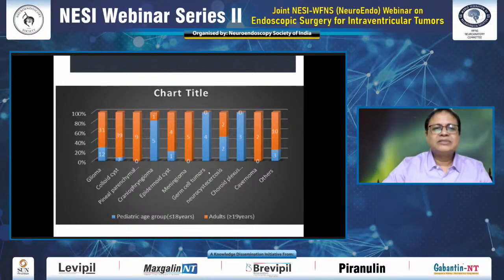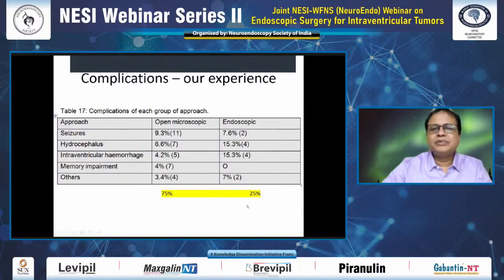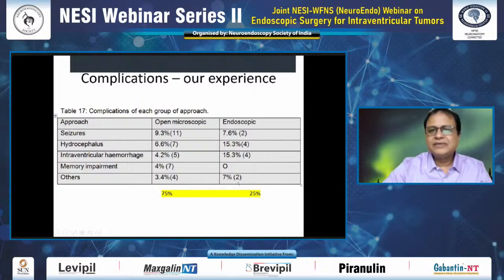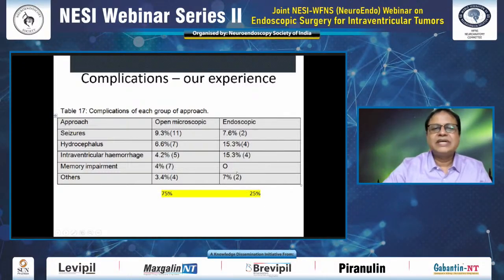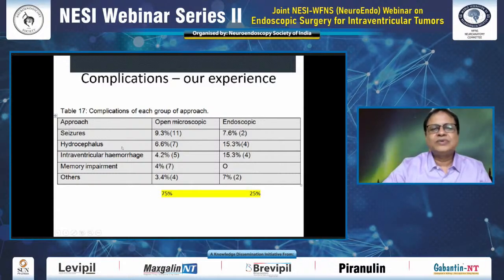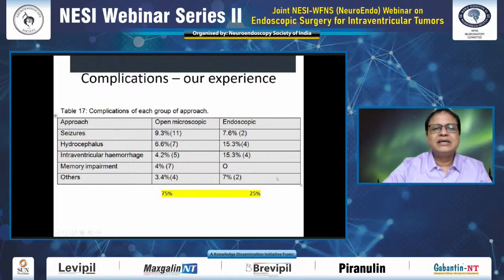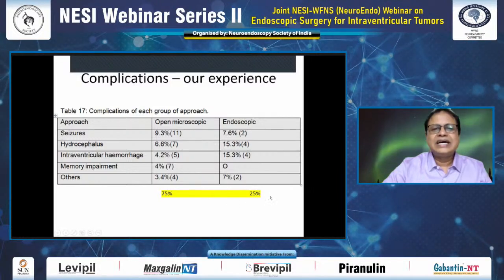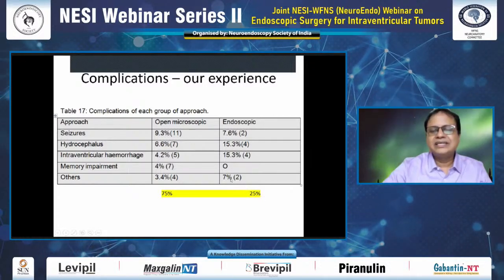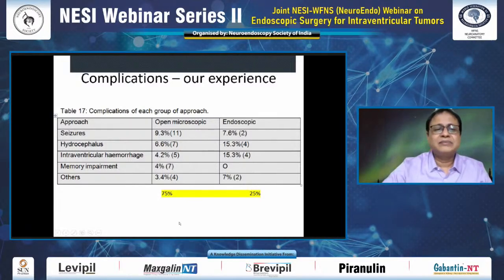But the conclusion was that 25% of the cases had an endoscopic approach and 75% had a microscopic approach. Though we think of endoscopic, still in 75% we had to do a microscopic approach. The complication rate or seizure rate was 9% in open microscopic and 7.6% in endoscopic. Hydrocephalus was more in the endoscopic group in our series. Intraventricular hemorrhage also was a little higher, though many of them didn't need treatment, at least on post-op scans for intraventricular hemorrhage.